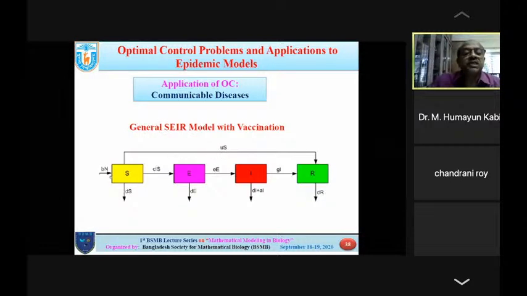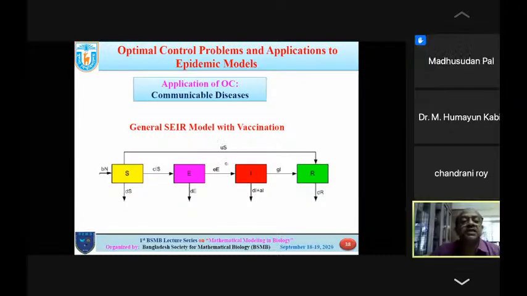You can see here susceptible, exposed, infectious and recovered. But if you vaccinate some susceptible population, it immediately goes to the recovered class. So vaccination is a very effective way. We are still waiting for a COVID vaccine in this pandemic situation. The whole world is waiting for a vaccine, since a vaccine is the most effective way to control or treat the disease. So this is the most common general type model.